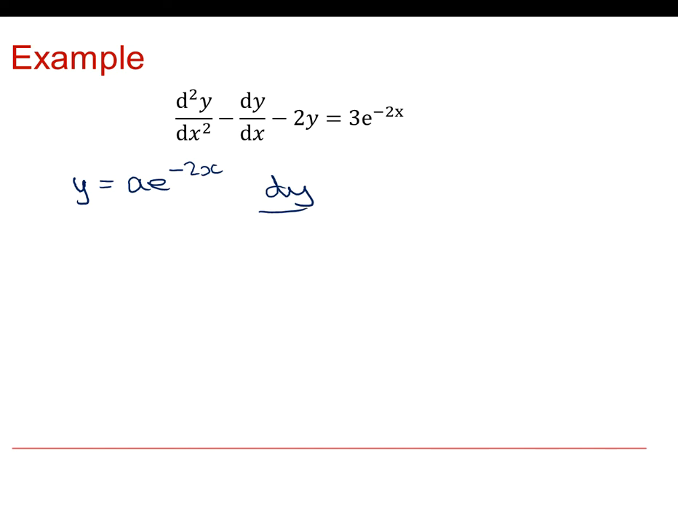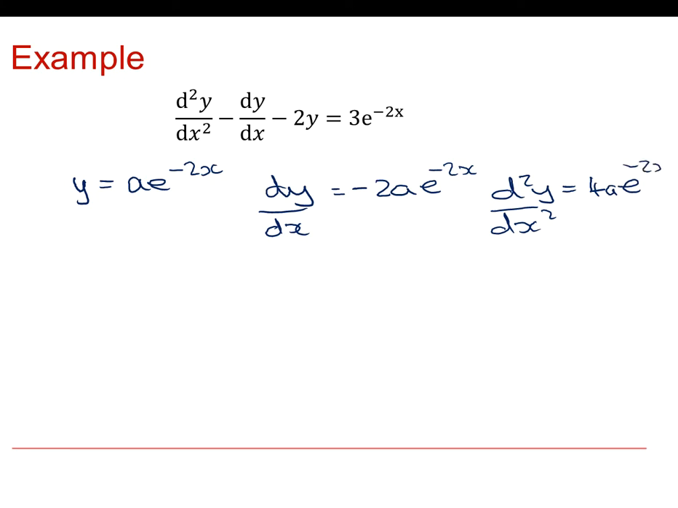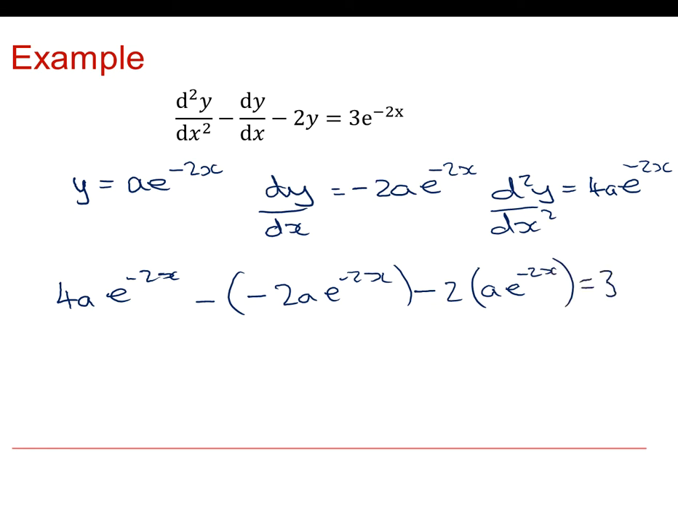Then dy by dx will equal minus 2a e to the minus 2x, and the second derivative will equal 4a e to the minus 2x. Putting those into the equation would give us 4a e to the minus 2x minus 2a e to the minus 2x minus 2 lots of the y, a e to the minus 2x, which would equal 3e to the minus 2x.